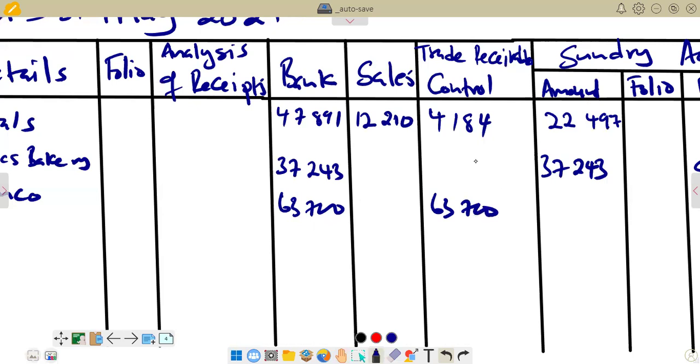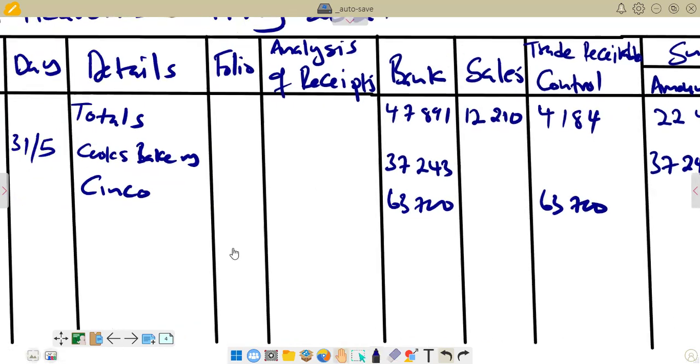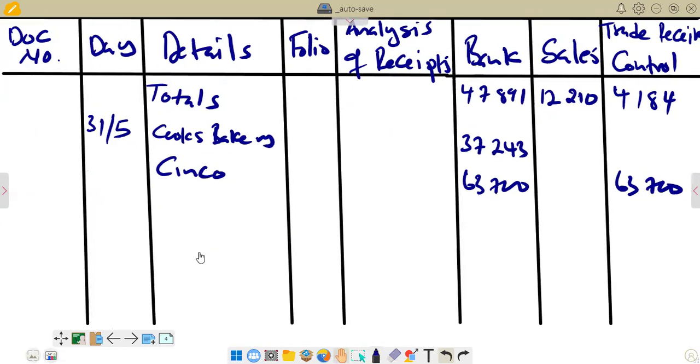So if it qualifies in these columns, you're not going to post it under sundry accounts. Under sundry accounts, you're not going to enter anything. If you put an amount under bank and it doesn't qualify under sales or trade receivables, you put it under sundry accounts. But if it qualifies under sales or trade receivables control, you don't put it under sundry accounts. So this is what we have in this case. So we go to the next transaction to see what we have.